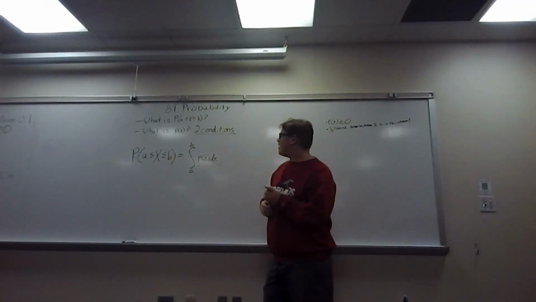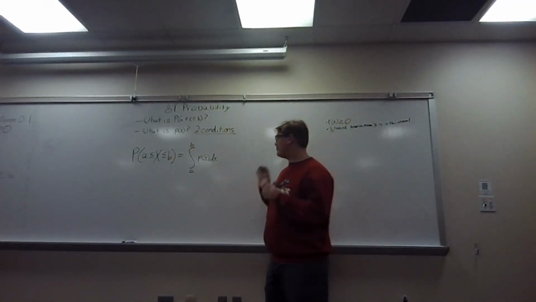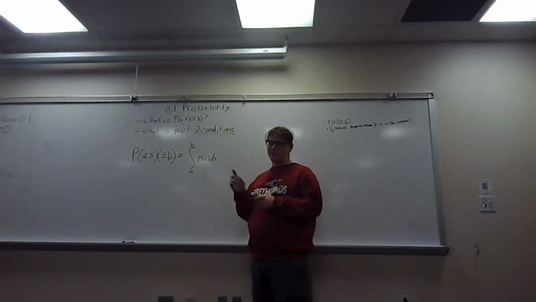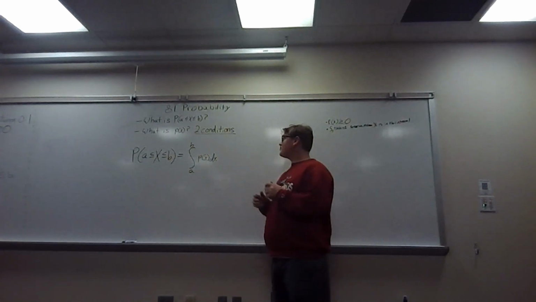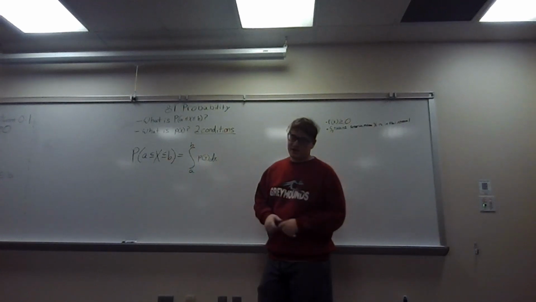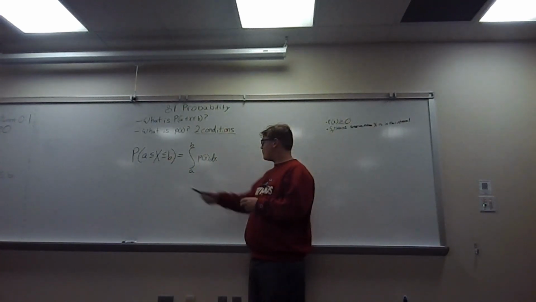Alright, so what does this represent? Well, this represents the probability of your random variable, or x, being between either a or b, or your lower bound and upper bound. P of x. Well, P of x is your probability density function. It's often written like this.